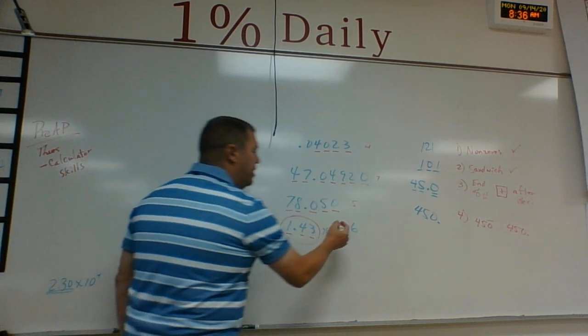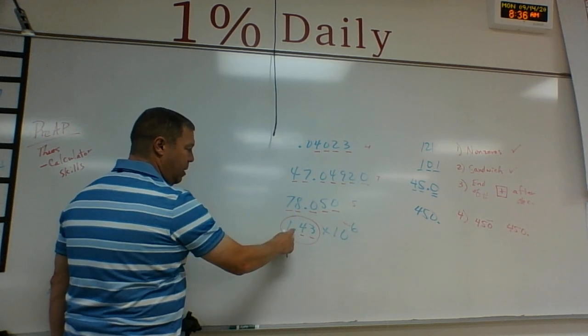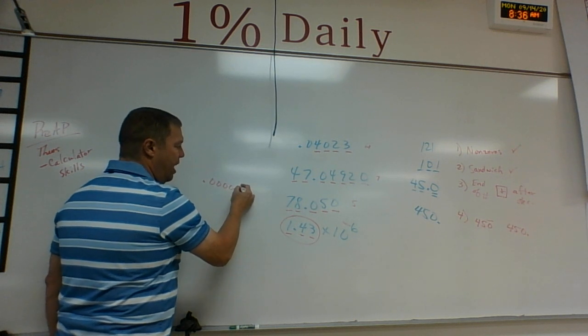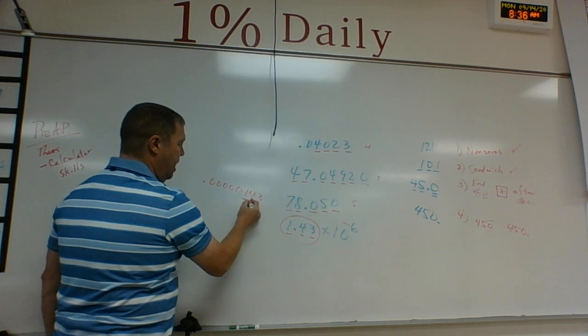But Mr. Kelly, what if it's a -6? Okay, all right. So I'm going to go back 6 spots. 1, so it's going to be 5 zeros. Point 1, 2, 3, 4, 5. 1, 4, 3. Follow the rules. Got it, got it, got it.